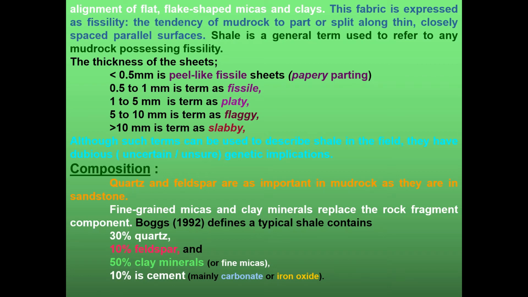Composition: quartz and feldspar are as important in mudrock as they are in sandstone. Fine-grained micas and clay minerals replace the rock fragment component. Boggs, 1992, defines a typical shale as containing 30% quartz, 10% feldspar, and 50% clay minerals, or fine micas. 10% is cement, mainly carbonate or iron oxide.